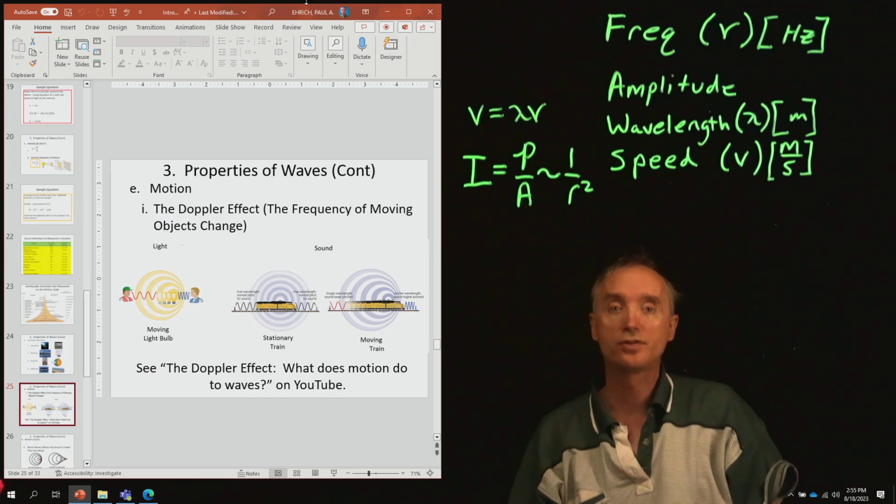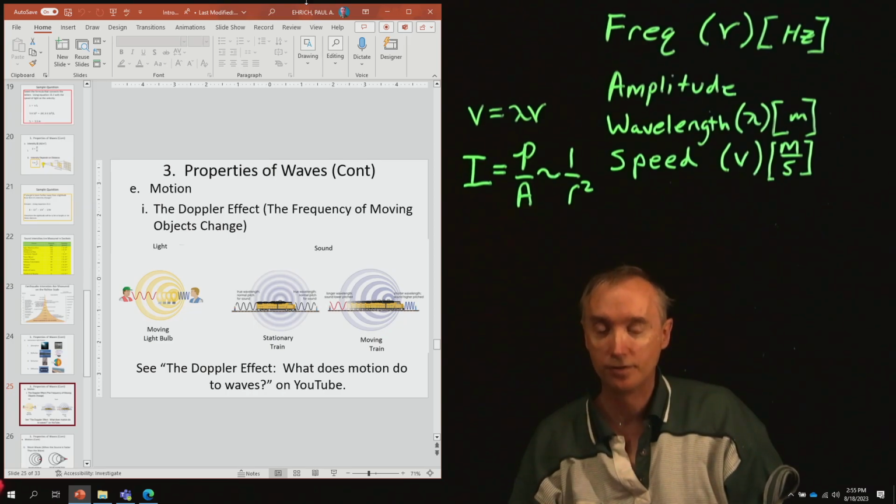Right, so now we want to talk about the Doppler effect. But before I do it, you need to watch a video. So I want you to go on the internet and find the Doppler effect. What does motion do to waves? So find that on YouTube, and it will have Sheldon from the Big Bang Theory. So watch it.